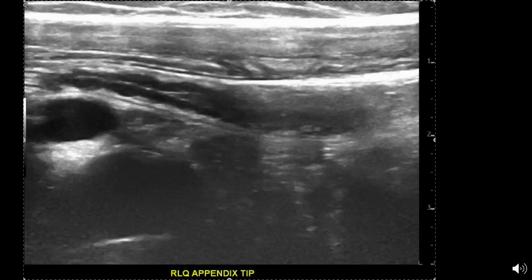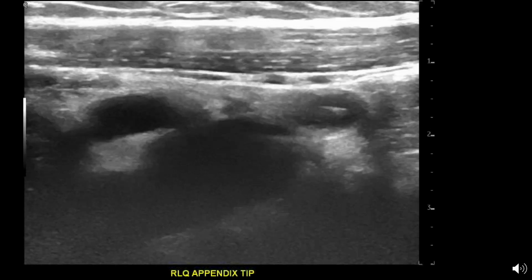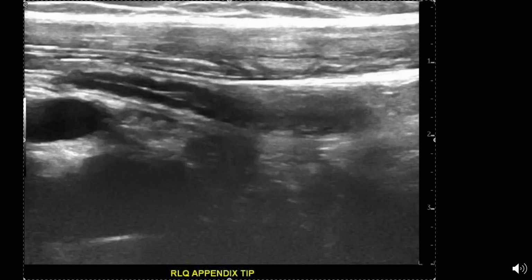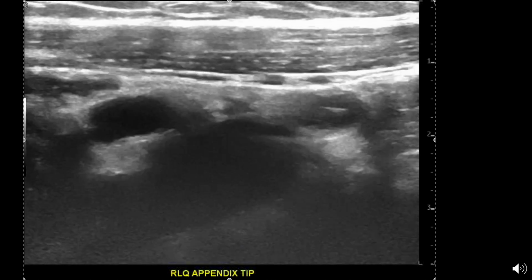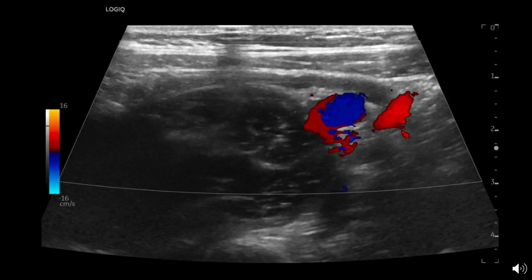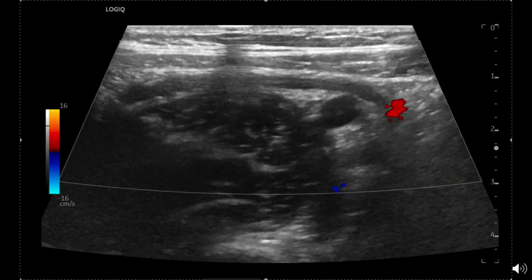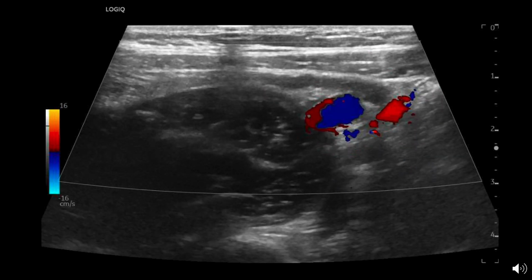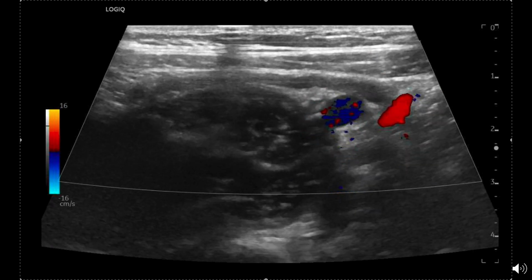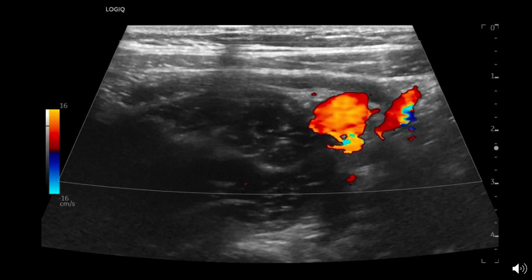Here is another image of a normal appendix over the iliac vessels. As you can see here, the nice layering. There's no sign of any inflammation, and you can see the end of the tip. Again, here you can see a picture of a normal appendix right above the psoas muscle as well as the iliac, and the tip can be seen right at the end of it.